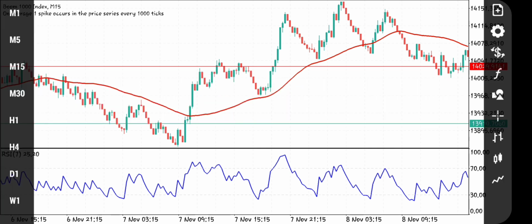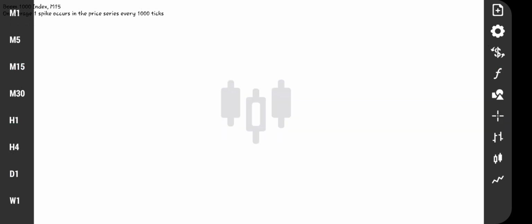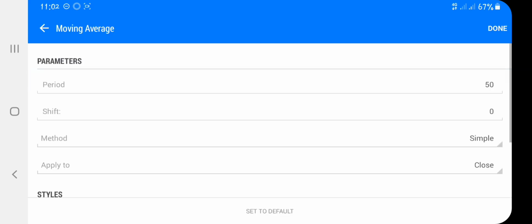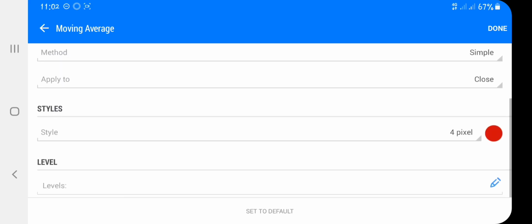The first indicator will be our moving average. When we click on our F button, we go to our main chart and click on moving average. Our moving average period is set to 50. The shift is 0. The method is simple, apply to close. And the pixel, my pixel is 4, so that it can be very glaring on my screen. I can see it very clearly, and you can use any color of your choice.